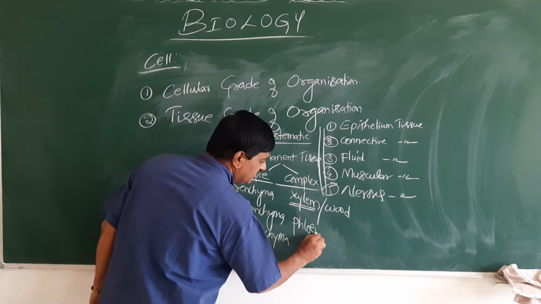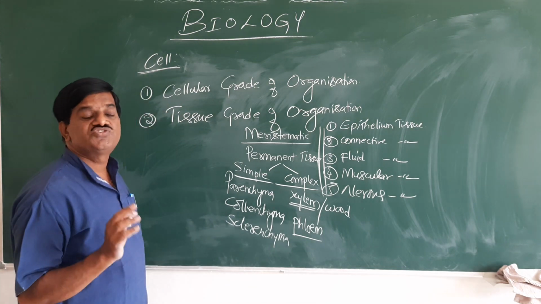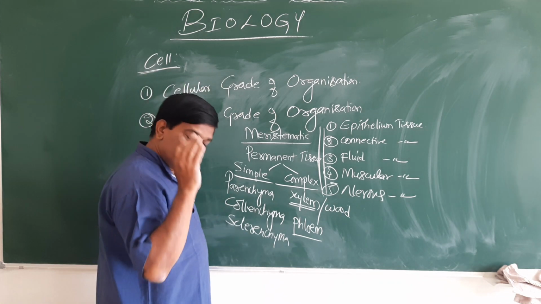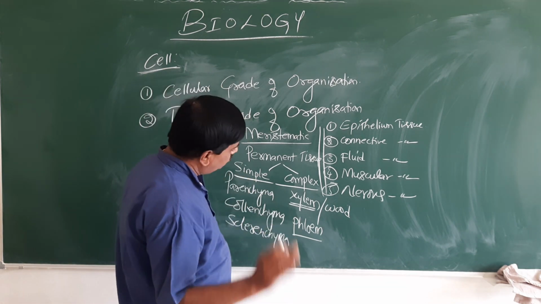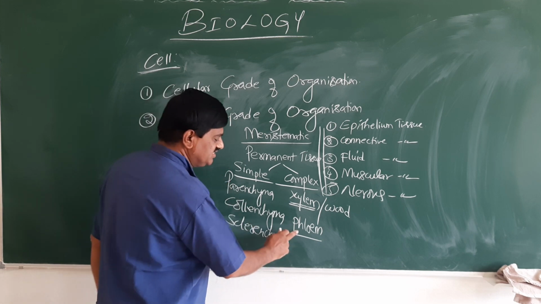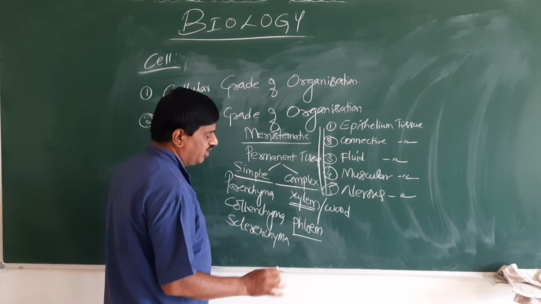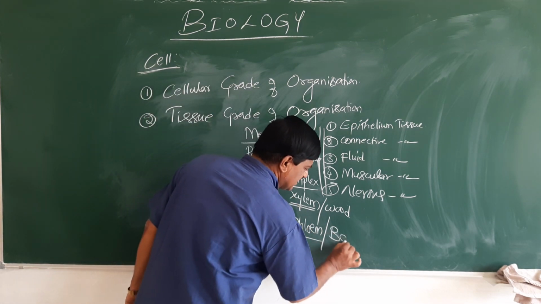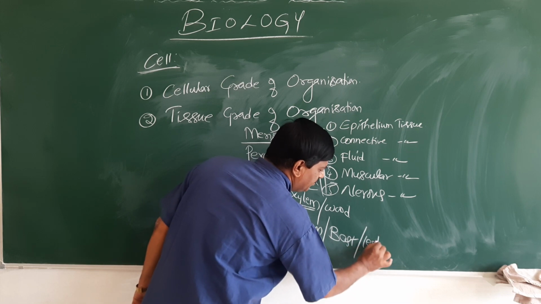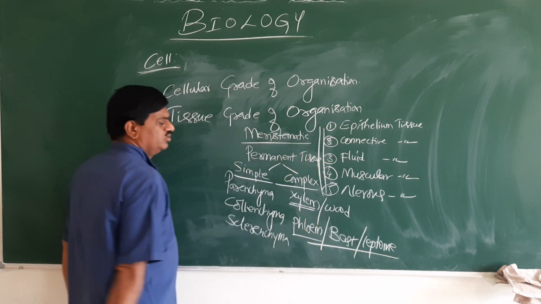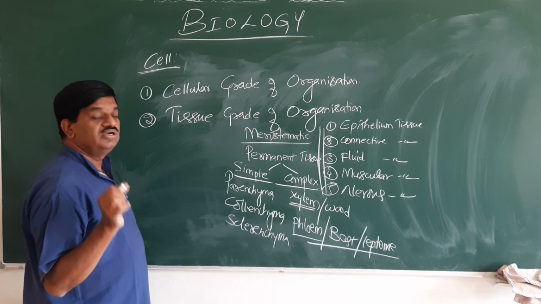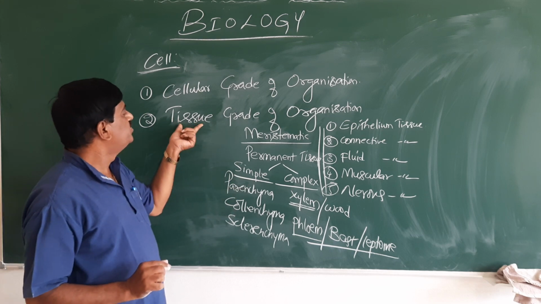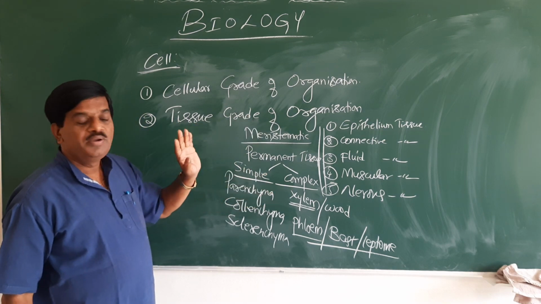We go for the second one, called phloem. Phloem is called food conducting tissue. The food is conducted in all directions, from leaf to shoot or leaf to root, root to shoot also, as well as radially. So because of the movement of food in all directions, it is called food conducting tissue. It is also called mast, and it is also called leptome. All these are nothing but phloem. Like this, the tissue grades of organization are present.